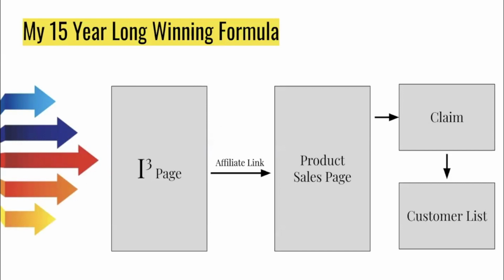So this is the formula, okay? The arrows over on the left are the traffic, the visitors, the people coming to your review page. I call it an I3 page because that helps me remember the framework. You can call it whatever you want. I named it something for myself.